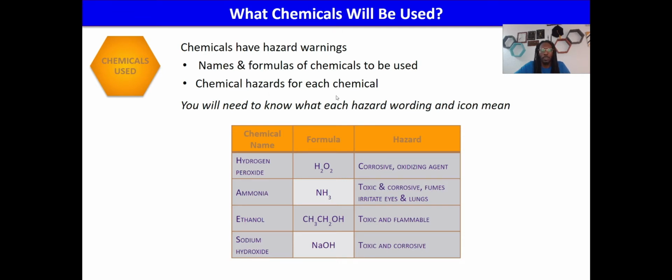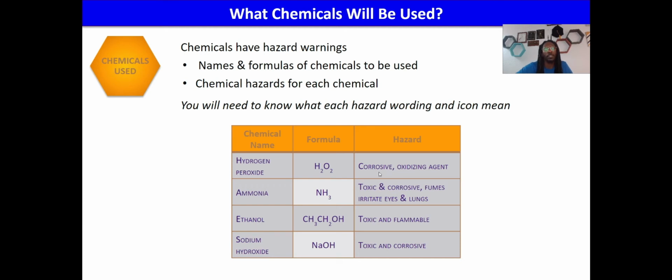chemical. Okay, so key thing going forward, and this is outside of chemistry too, if you ever see any chemicals, pay attention to that hazard warning, especially the icon. That can give you a lot of information about what type of chemical you have in your hand. So for instance, say we got hydrogen peroxide, very common thing that we can buy. It's going to give you the formula name, and then it'll give you the hazard warnings.